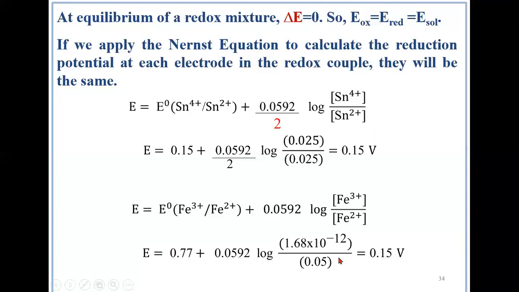Here, of course, the E naught is not the same as the E for the iron, but still, E of the tin couple equals E of the iron couple. Okay? And so what is the E of the solution? Yes, it's 0.15.